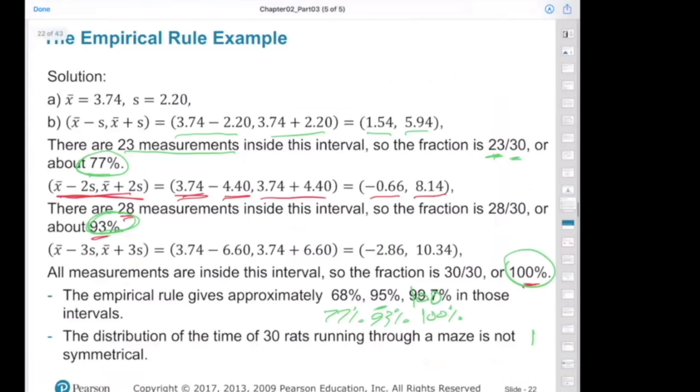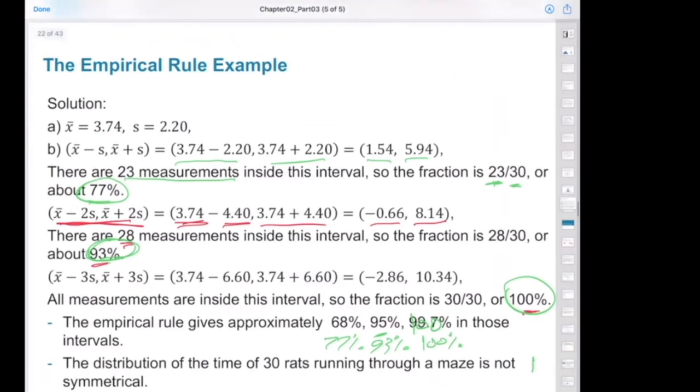Say, instead of the 77%, it actually was 70%. Is it still not symmetrical? Since 93% is pretty close to... when I said look at this percentage and the empirical rule percentage, are those close to each other? So the idea is to be close, not an exact percentage, close.